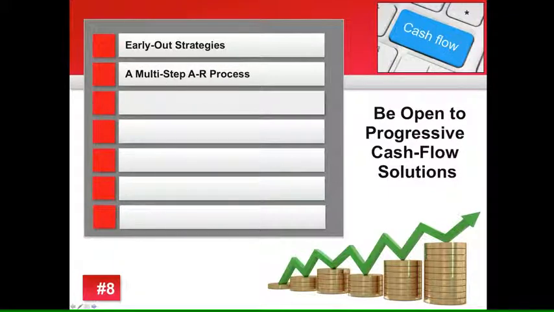Next, a multi-step AR process, right? We know that there are different kinds of payers. We know that they're all going to react differently to different things. If you've got someone who's just a distracted person, the last thing you want is some kind of legal correspondence going out.